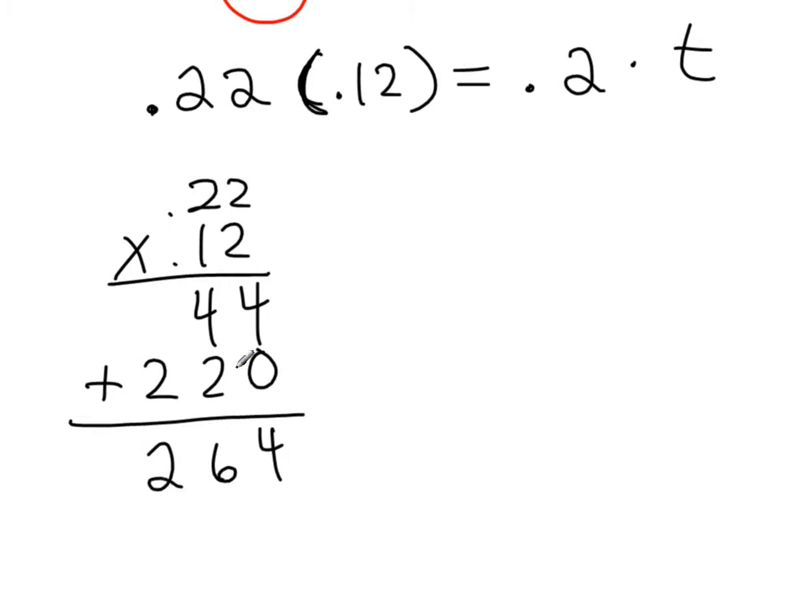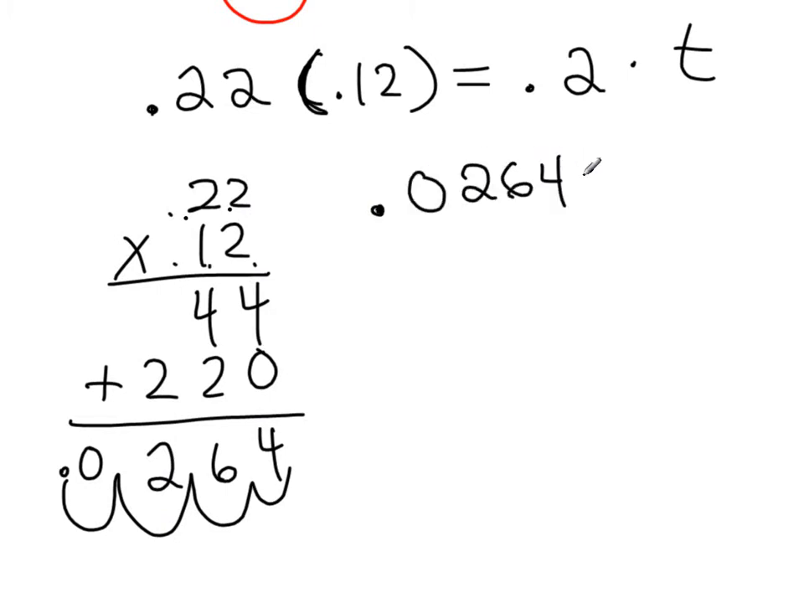and we have a total of 1, 2, 3, 4 decimal places involved, so we move over 4 places and add a placeholder. So this is getting a little bit messy, but it's still doable. It's just a little bit tedious. So we have 0.0264 equals 0.2t.